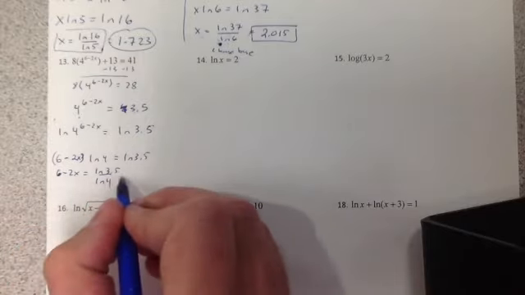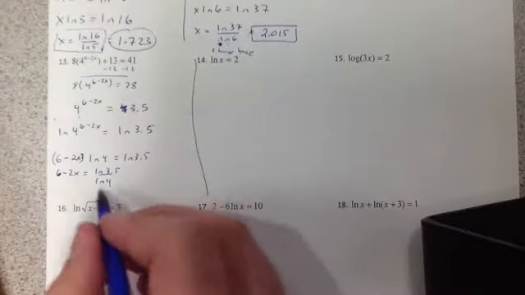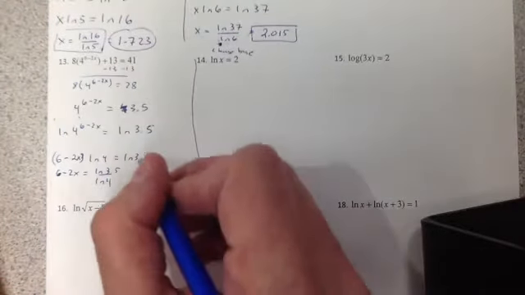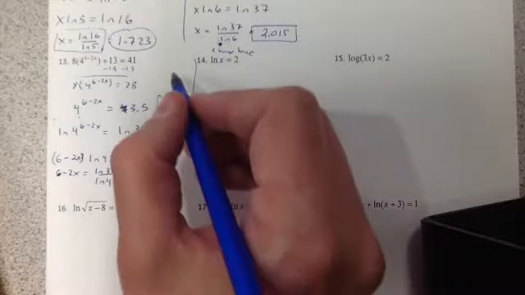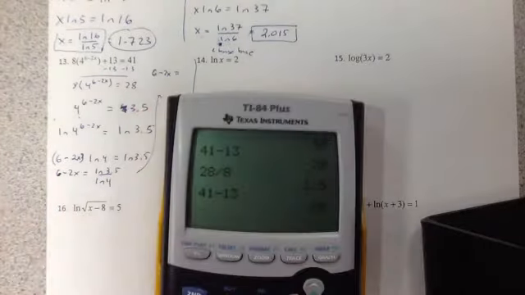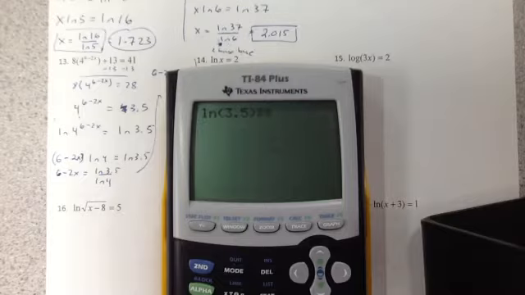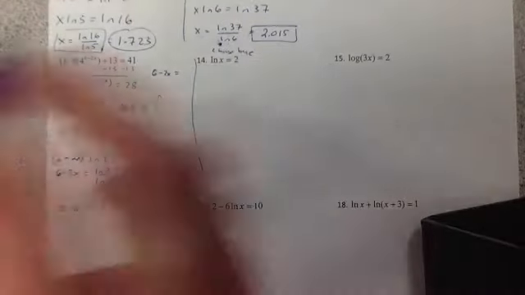And you can almost solve this one in your head. Okay, kind of running out of room here. Let's go up here. So I ran out of room. So we get 6 minus 2x equals, I'm going to type that in my calculator, the natural log of 3.5 divided by the natural log of 4. And that's 0.904.